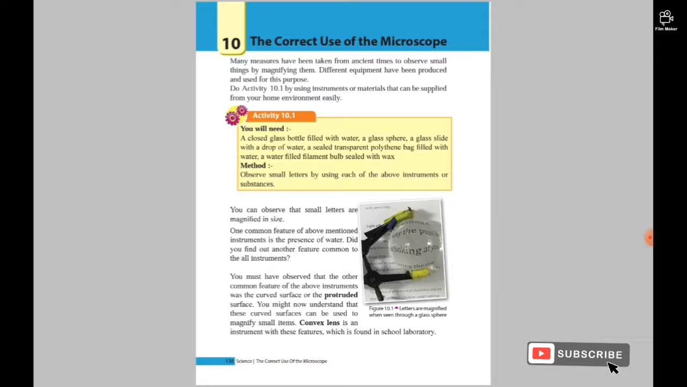So then the method is to observe small letters by using each of the above instruments or objects. There's a picture of letters magnified when seen through a glass sphere. Yes, can you see? So that is a thing. That means that is a measurement used for magnifying. You can observe that small letters are magnified in size.